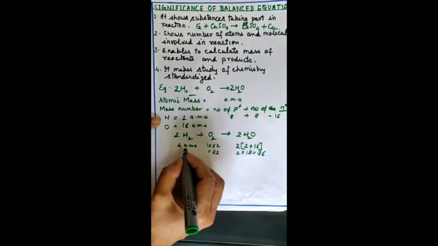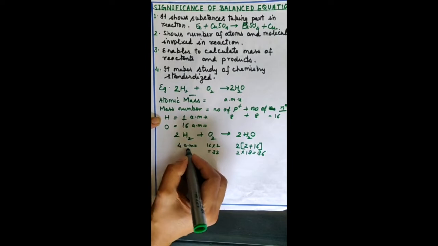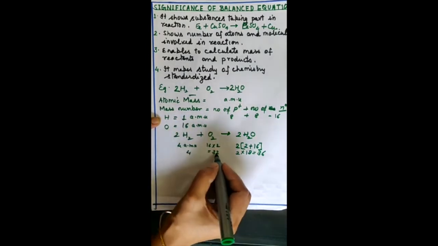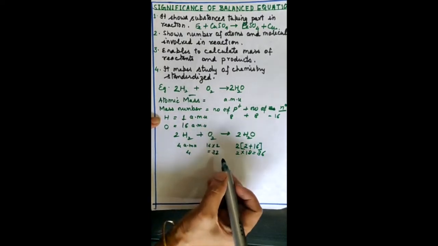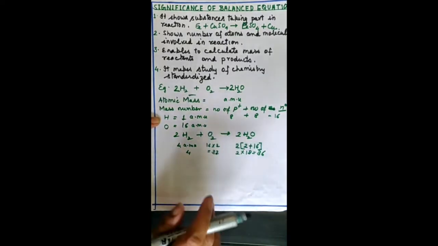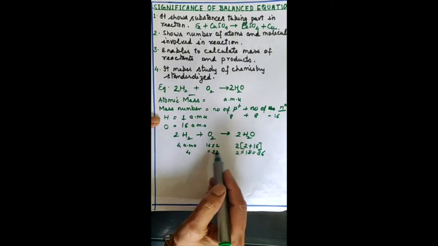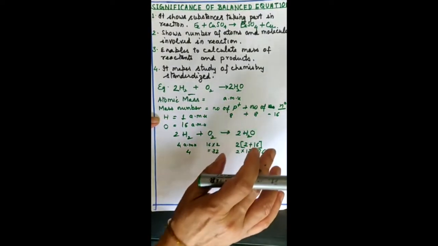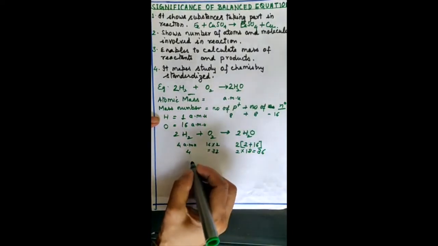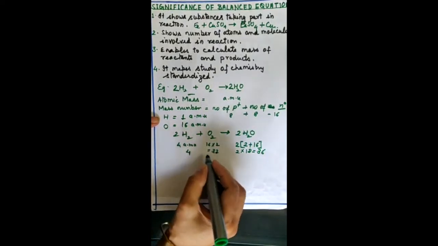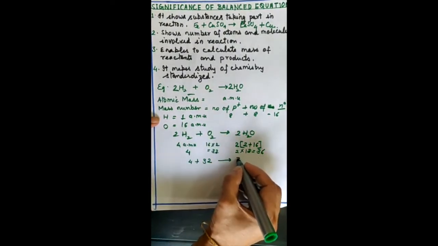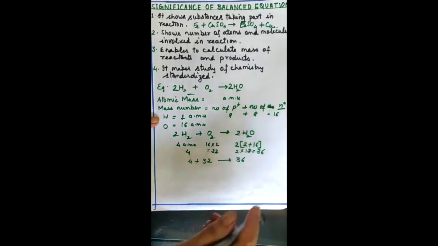Now see the total mass. 4 into 1, 4 AMU, or rather 4 unit, and here 32. Why are we saying unit? Because even if the mass is expressed not in AMU but in gram or kilogram or any other unit, it will stay correct. So 4 unit mass of hydrogen combines with 32 unit mass of oxygen to produce 36 unit mass of water.